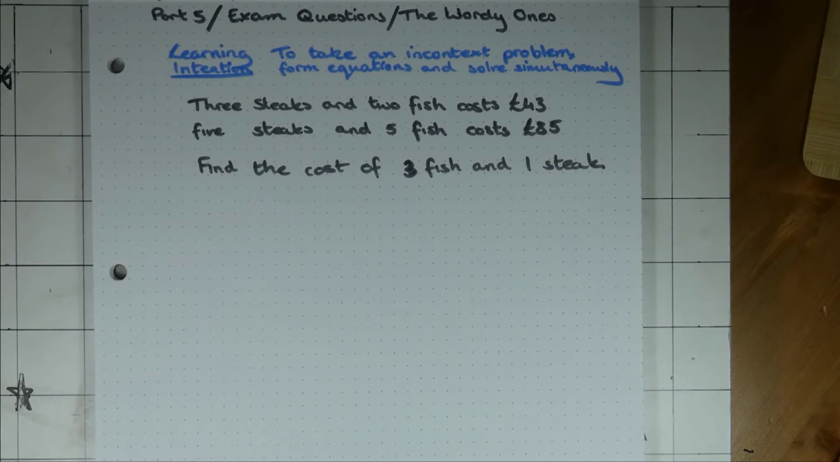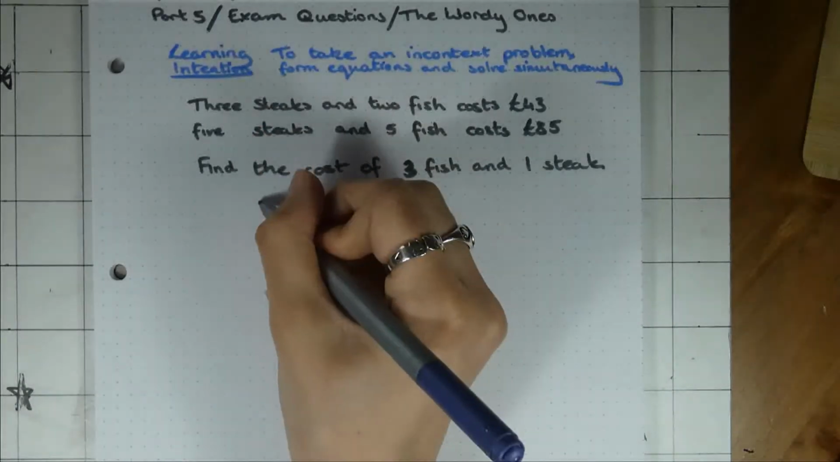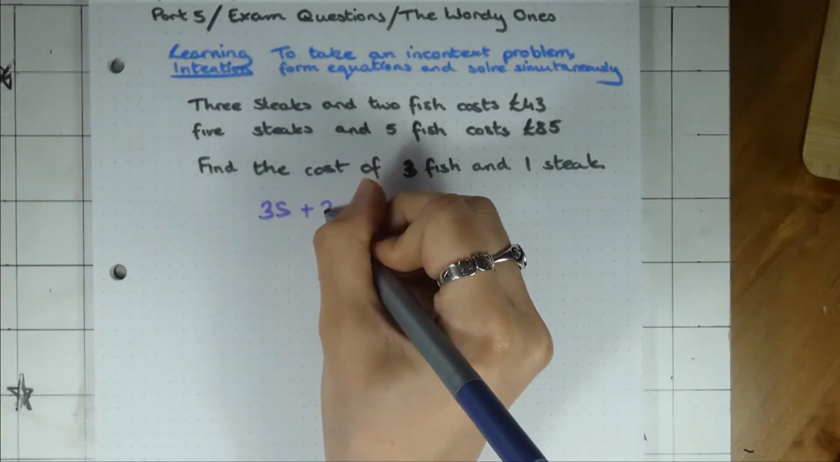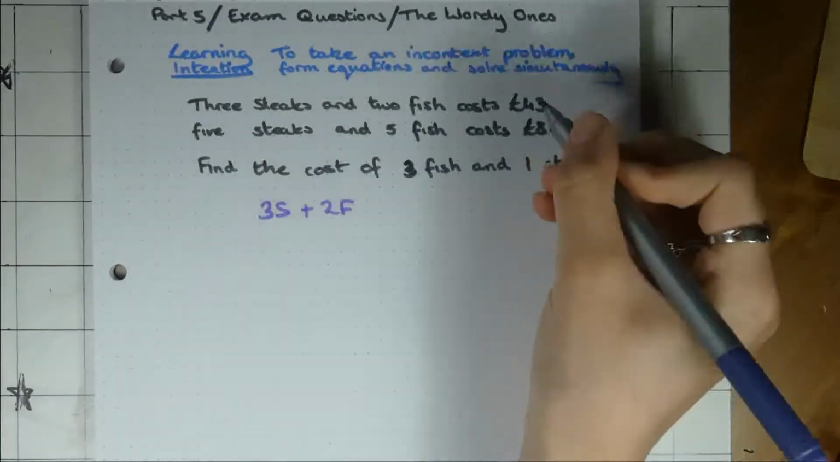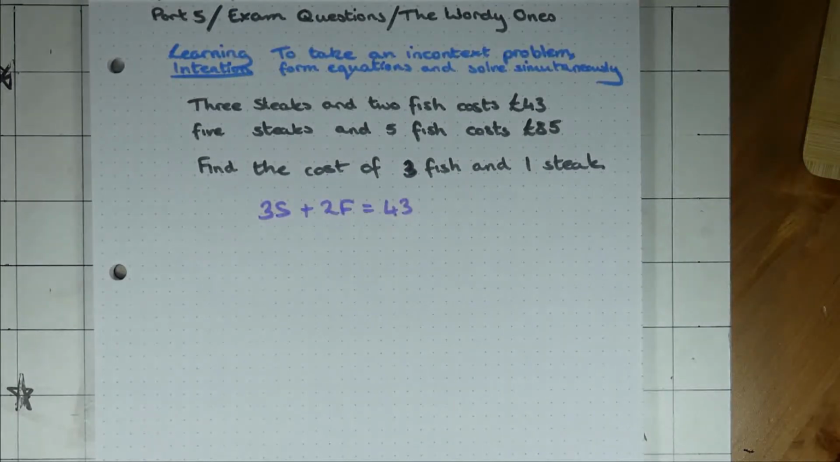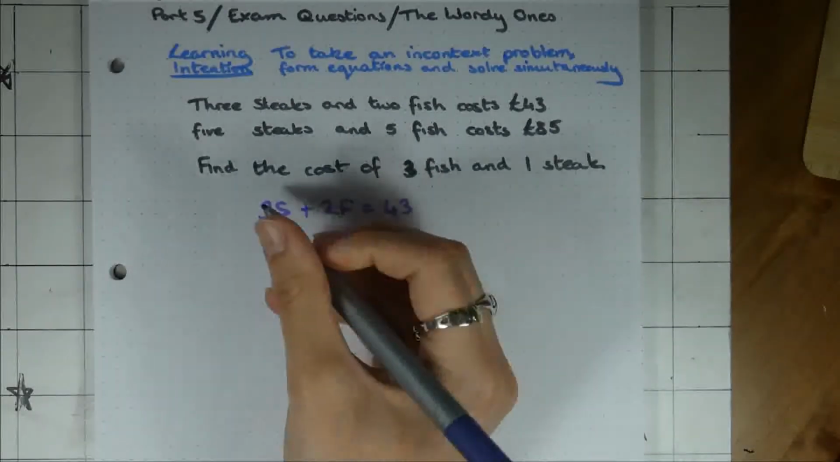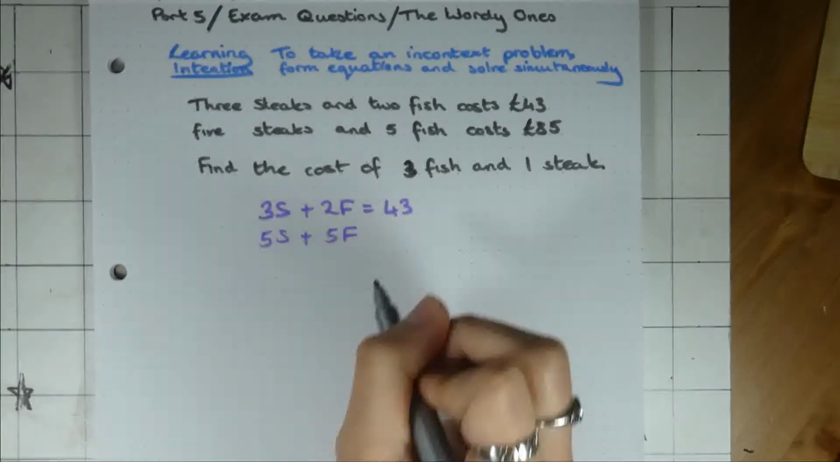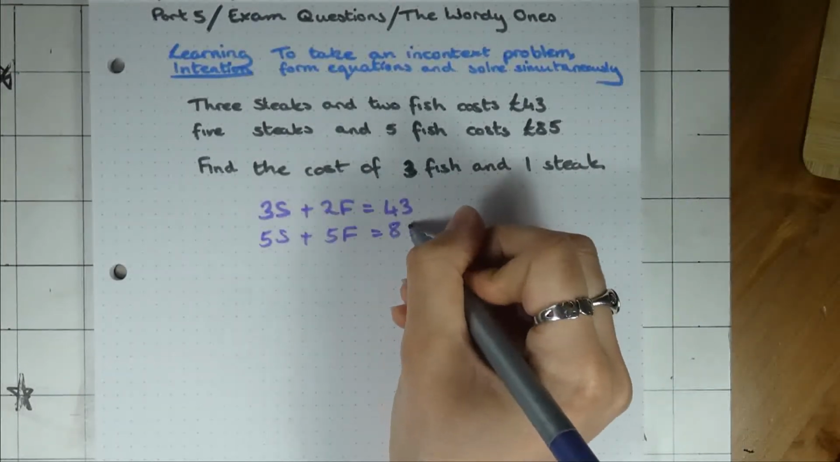Step 1, create the equations. So we have 3 steaks, so that's going to be 3s, and 2 fish, so plus 2f, cost 43, equals 43. You can have the pound sign in there, or you can't, it's up to you. You just need to remember you have it in your final answer. When they start asking for these costs, make sure you put that pound sign in. Similarly, we're going to have 5 steaks plus 5 fish equals 85. Okay?